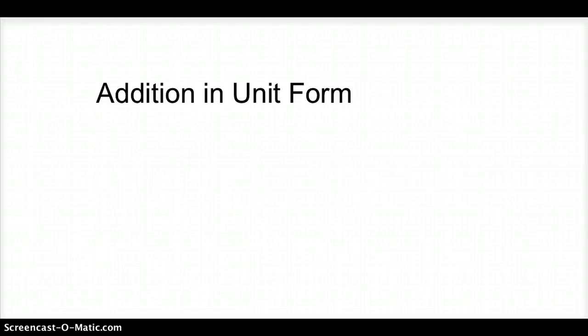Let's take a look at addition in unit form. This is going to lay a good foundation for when we start doing addition in the regular form or the standard algorithm.